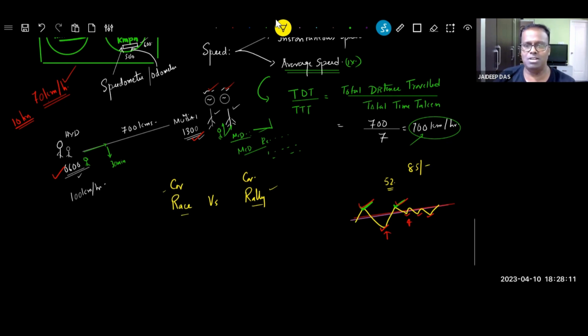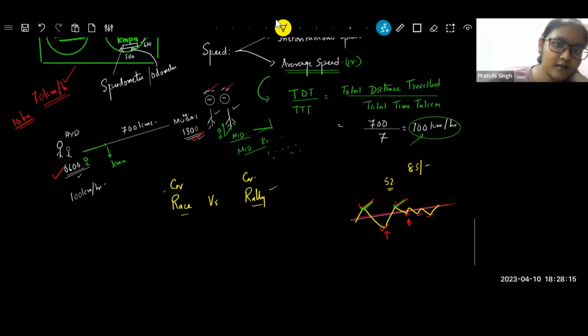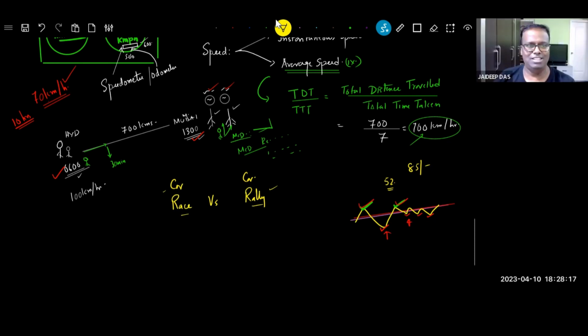What happens in a race? A running race, you've seen it, right? What is the competition all about? Winning the race. Time taken. Ultimately, who travels fast? Simple as that.